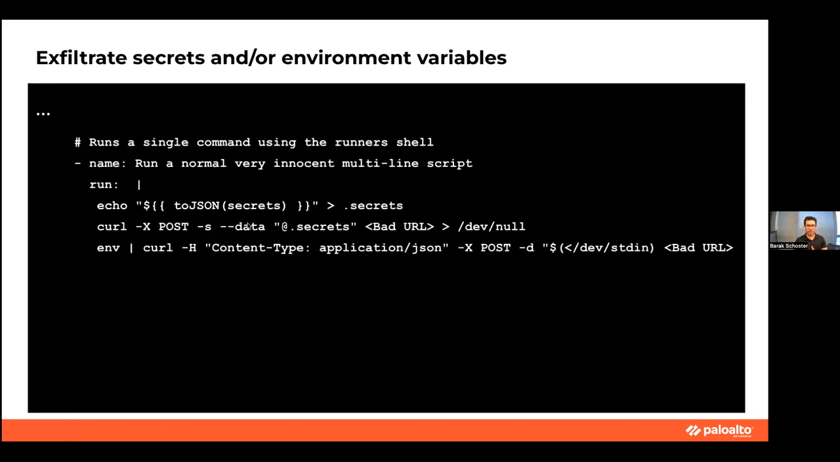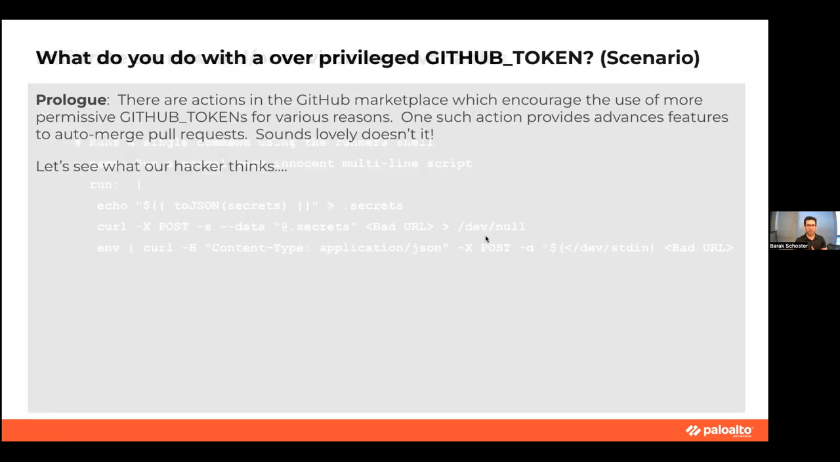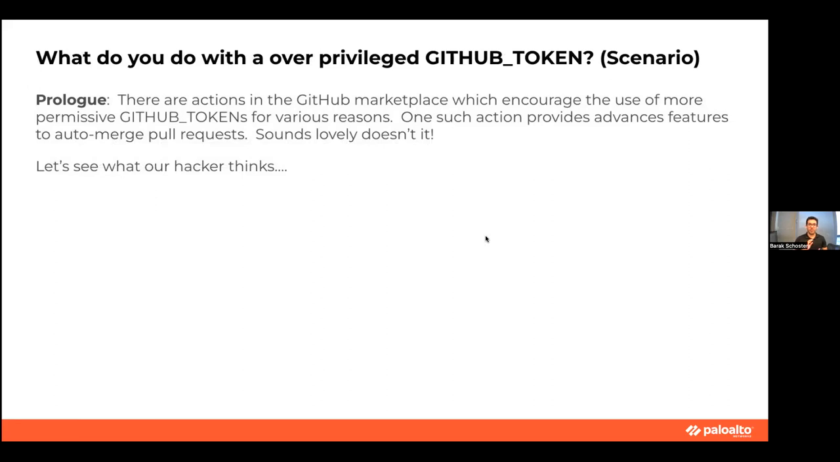Let's zoom in on it. Here we have it, this curl command into a bad URL. So what can we do with an overprivileged GitHub token? One, don't grant it to actions that you do not trust from the GitHub marketplace. Only do that for vetted GitHub actions that you have trust on.